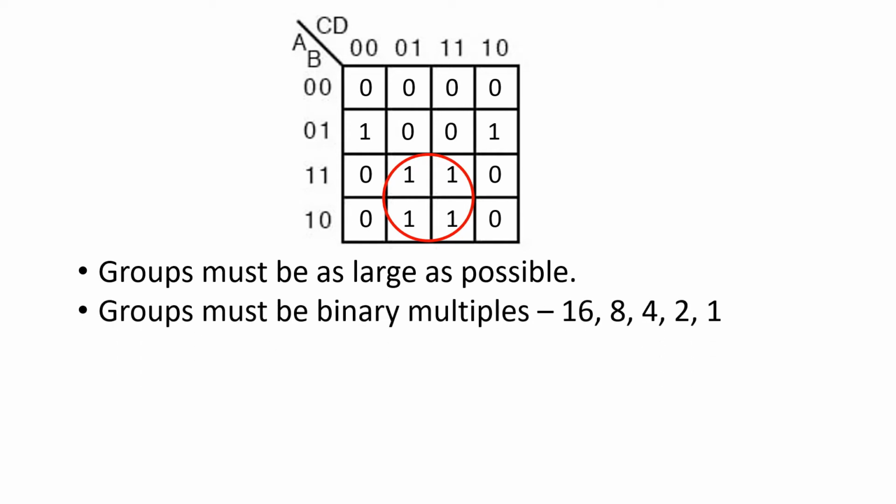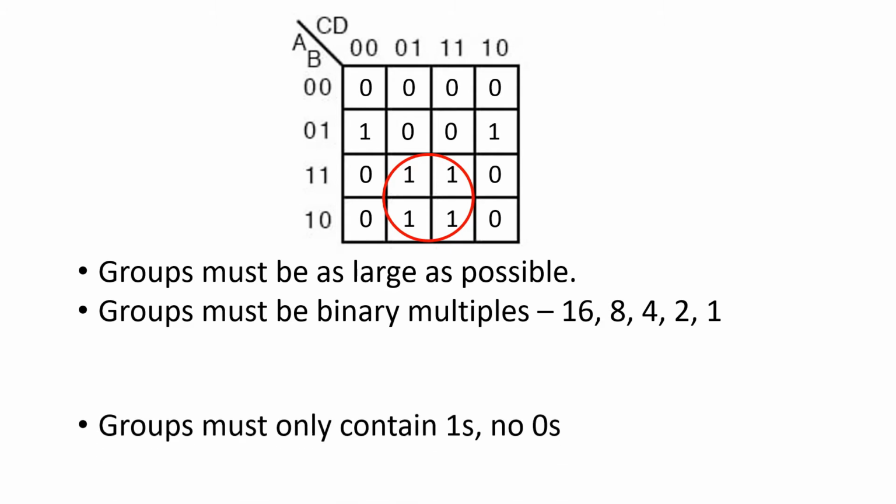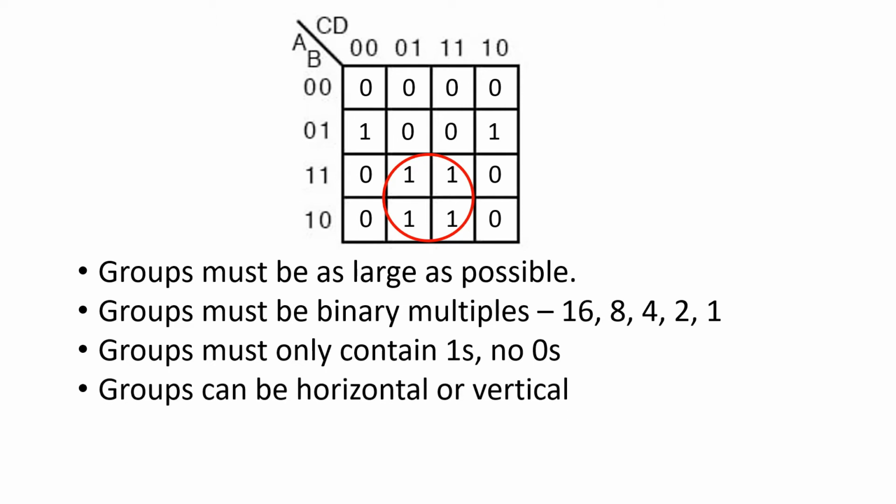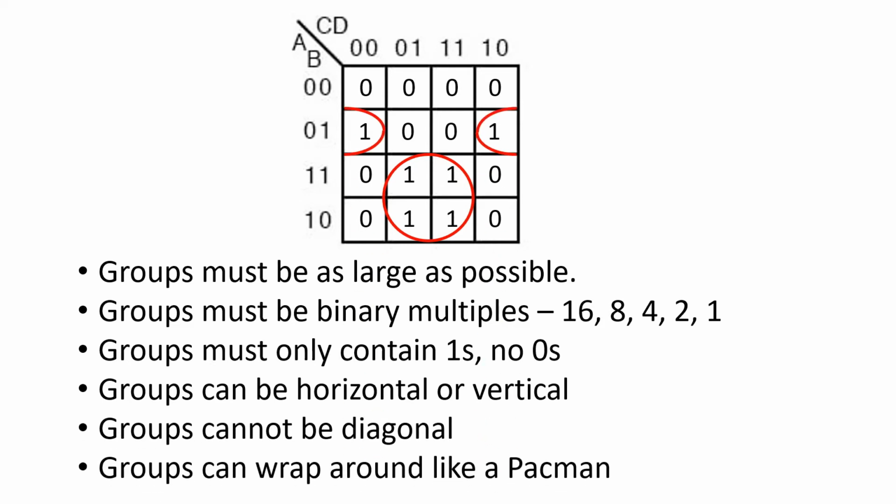They can only be in multiples of 16, 8, 4, 2 and 1. And they can only contain 1s. We can't put our grouping around any zeros that are there. They can be horizontal and they can be vertical. They can't be diagonal. And then finally, if we need to, we can wrap around just like a Pac-Man from one side to the other. So instead of having 2 groups of 1, that last group is actually a group of 2, but it wraps off the right hand side and appears back on the left hand side.